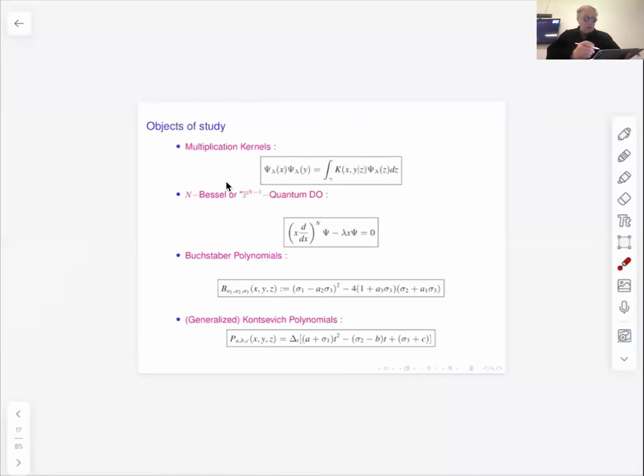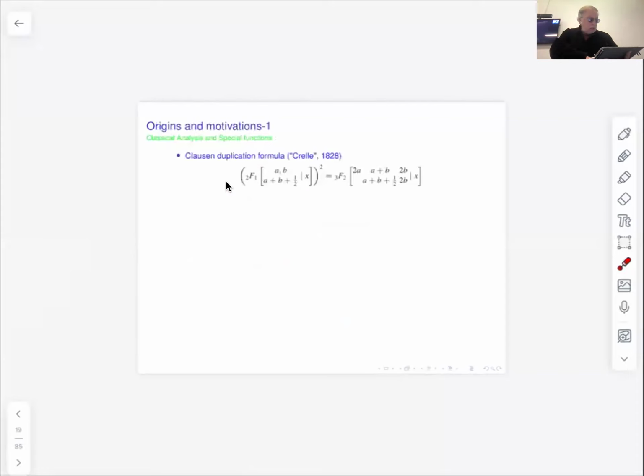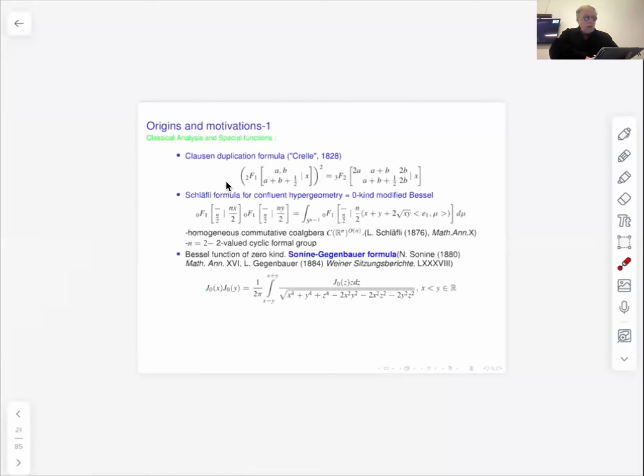I spoke, by the way, a lot about this story 1.5 years ago, and I will probably not come back to this. This I showed you last time: typical product formulas, classical product formulas for hypergeometric and degenerate hypergeometric functions. For me, a very important one is the product formula for the Bessel function of degree 0, the first kind Bessel functions, which are solutions of the classical Bessel equation.